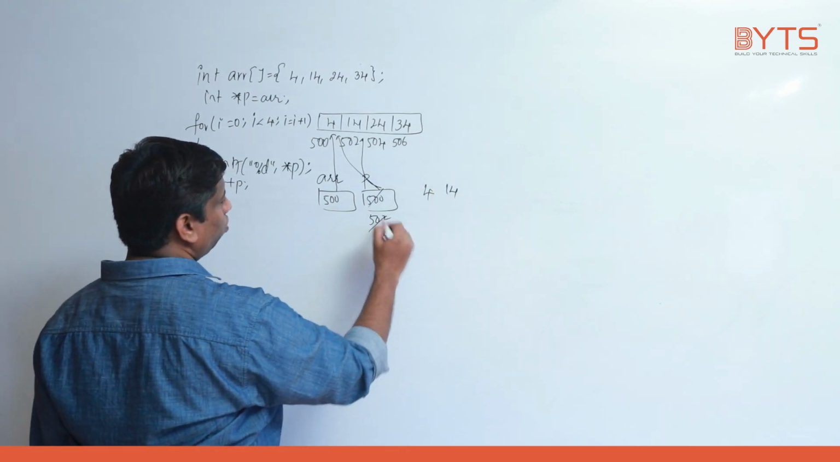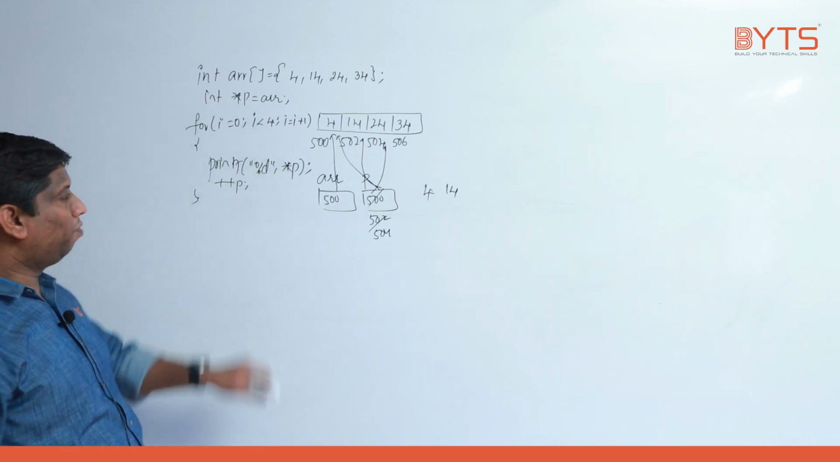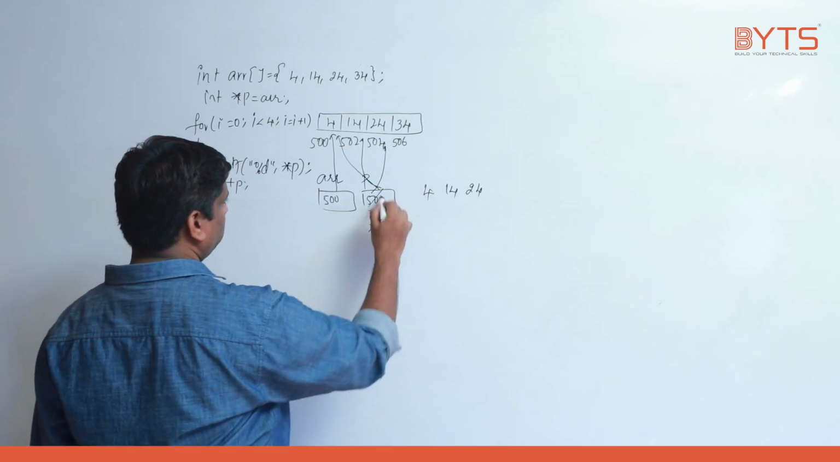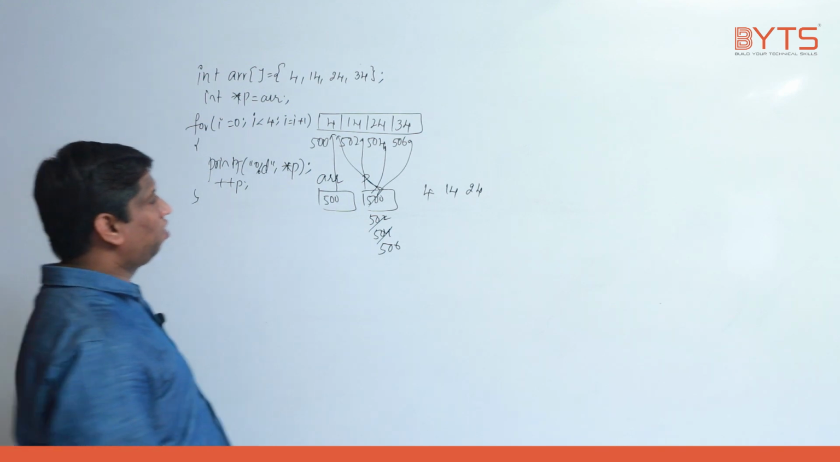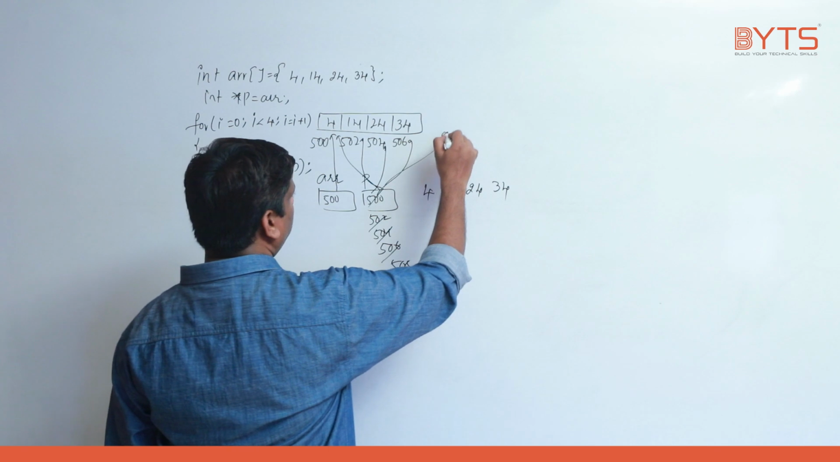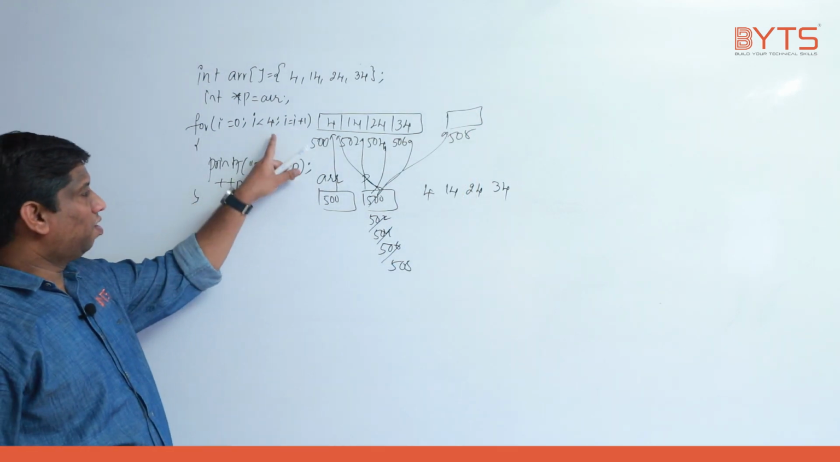Plus p, 504. I value 2, 2 less than 4 true, star p. What is star p? 24. Plus p, 506. I value 3, 3 less than 4 true, print what? 34. I value p value 508. It is pointing to 508. I value 4, 4 less than 4, false, come out.